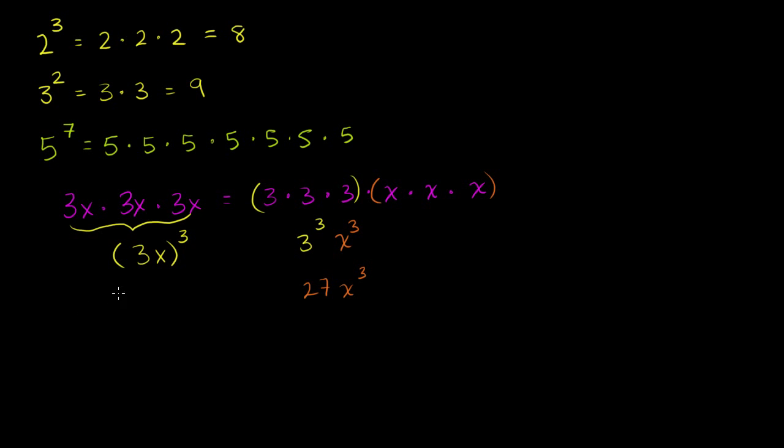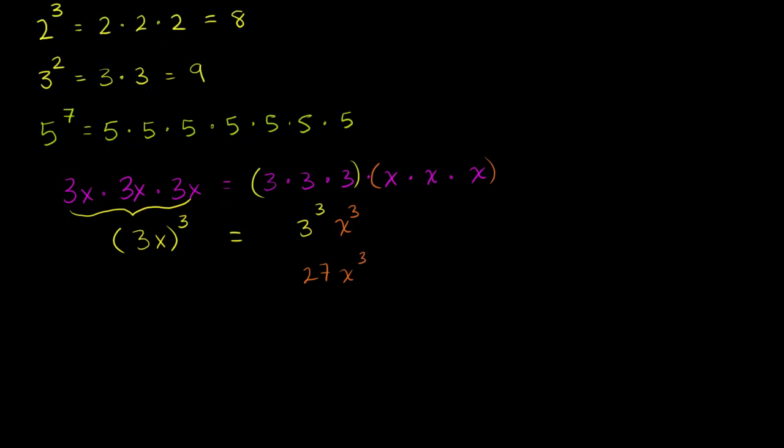And just like that, we stumbled on one of our exponent properties. Notice this. When I have something times something, and that whole thing is to the third power, that equals each of those things to the third power times each other. So 3x to the third is the same thing as 3 to the third times x to the third, which is 27x to the third power.